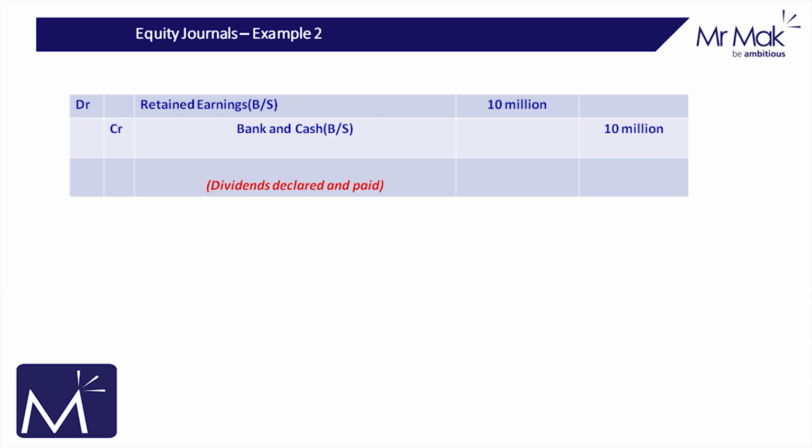Very, very simple. It would be a debit to the retained earnings in the balance sheet of $10 million. And because the dividend has been paid or distributed, there would be a corresponding credit of bank and cash in the balance sheet of $10 million, reducing the amount of cash in the bank account.